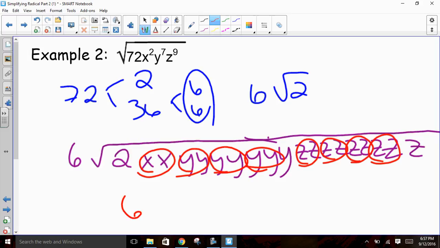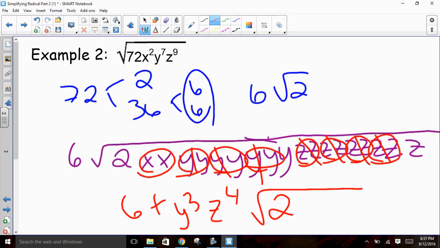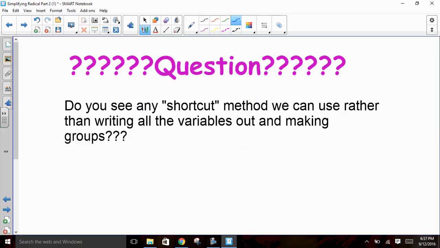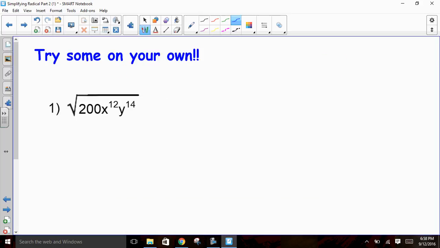All right, so that 6 is still out there. I have one group of x's. I have 1, 2, 3 groups of y's, so I have y to the 3rd. I have 1, 2, 3, 4 groups of z's, so I have z to the 4th. My 2 stays, the leftover y, which is located right here, and the leftover z. Do you see any shortcuts we can use rather than writing every single variable out, taking up all that space? If so, excellent. If not, we're going to look at it with this one.